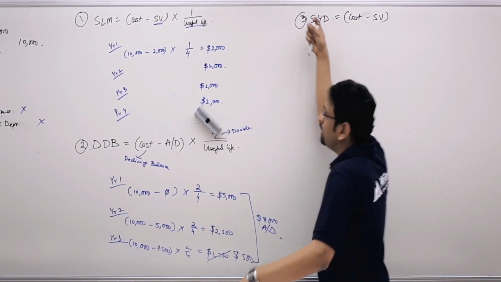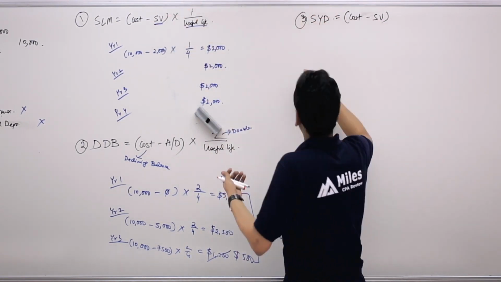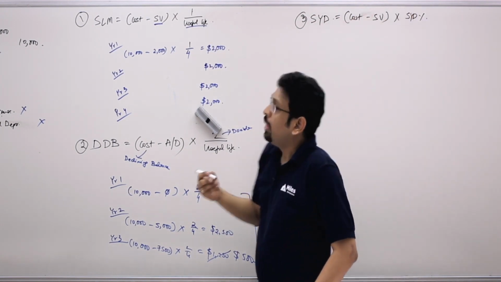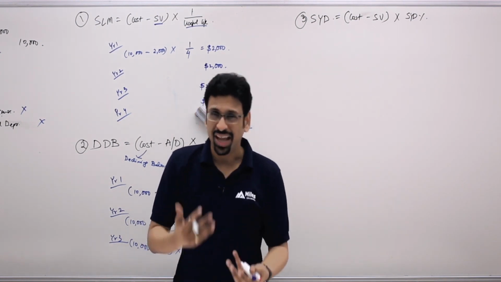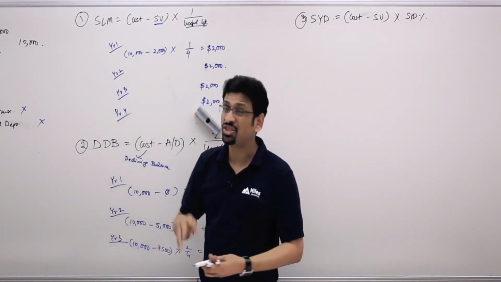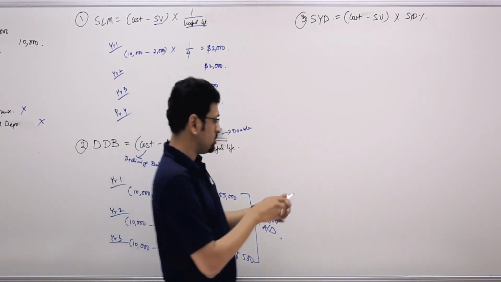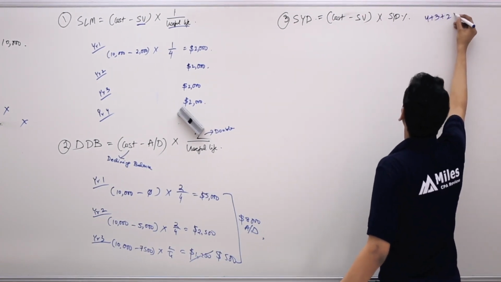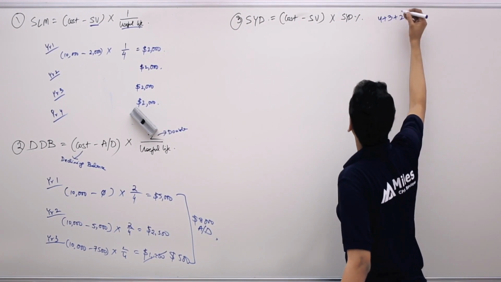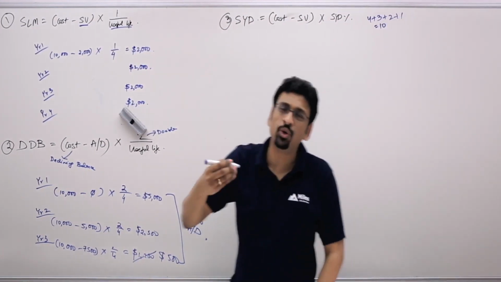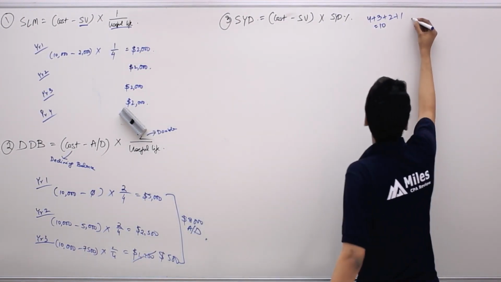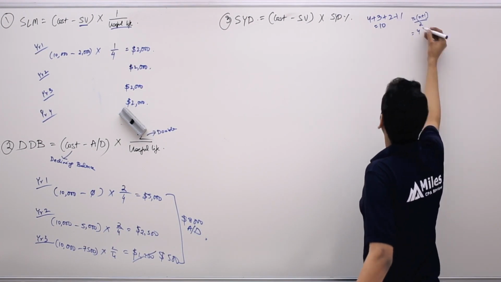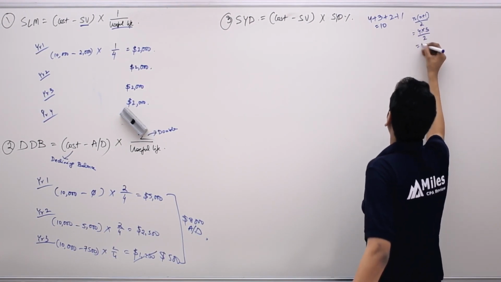Now in sum of the years digit, again, similarly you use cost minus salvage value and you multiply this by the sum of the years digit percentage. Now what you do in sum of the years digit, as the name signifies, so this asset is going to last 4 years. What is the sum of the years? So if I'm looking at sum of the years, I could say it's 4 plus 3 plus 2 plus 1. That's 4 plus 3, 7 plus 2, 9 plus 1, 10. Now I'll give you a formula to know this. So you could do n into n plus 1 by 2. So n is 4 into n plus 1 is 5 by 2, 20 by 2, 10.